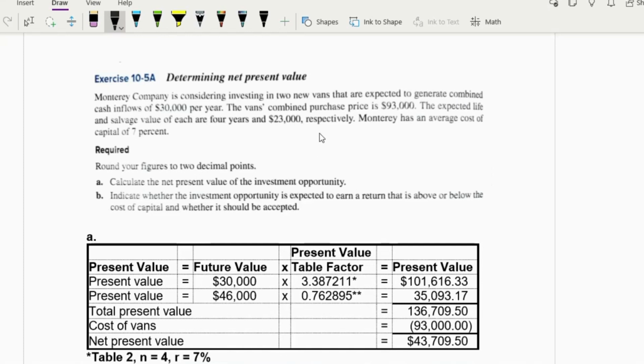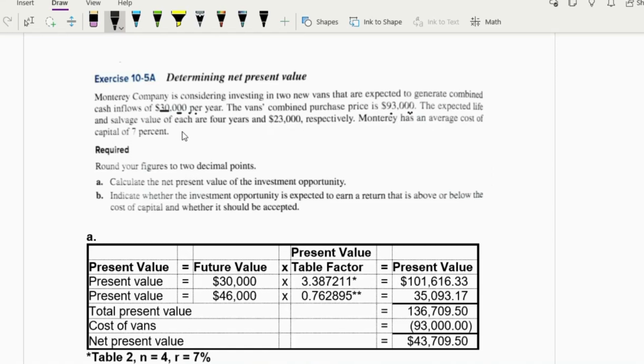Monterey Company is considering investing in 2 new vans that are expected to generate combined cash inflow of 30,000 per year. Do remember, this is combined money for both vans, and it's inflow, this is what they will generate. The vans' combined purchase price is 93,000. So this is the full money we have to pay to buy these 2 vans.